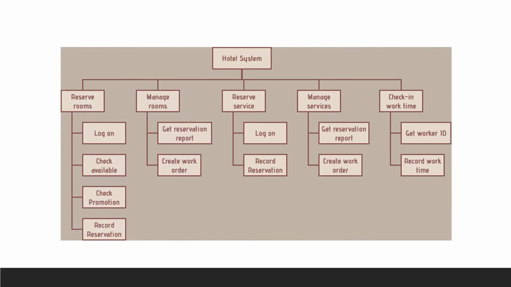We haven't got much time, so I'll briefly give you an example of what this may look like. In a hotel system, you may have various subsystems like reserving rooms, reserving services, or managing the check-in work time. And then you break down one of those subsystems, like say reserving rooms, into logging on, checking availability, checking promotion, and recording reservation. Now, unfortunately, I've gone over time, so I can't really go into any further detail about any of these things, but hopefully this has been a very brief yet thorough introduction to subsystems and system decomposition.